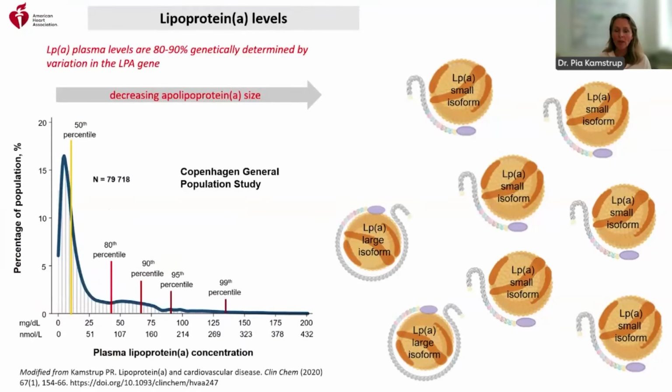As demonstrated by the Lp(a) concentration distribution, here derived from a large sample of the Danish general population, Lp(a) levels vary widely between individuals. Importantly, Lp(a) levels are primarily genetically determined by variation in the LPA gene, as Lp(a) particle size correlates inversely with plasma Lp(a) levels due to the aforementioned hepatic retention of large apolipoprotein(a) isoforms.